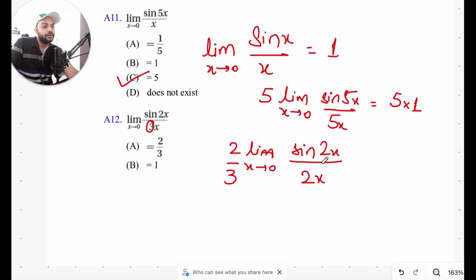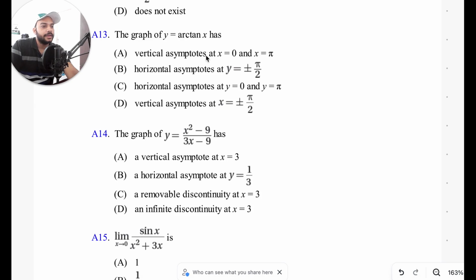Okay. Now sine 2x over 2x is 1. So the answer is 2 over 3. Simply 2 over 3. Okay. Let's turn the page. Okay, A13.